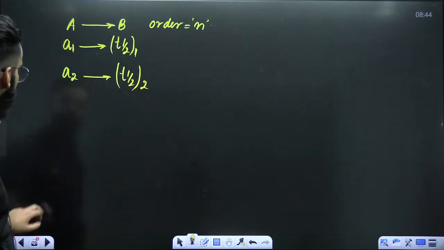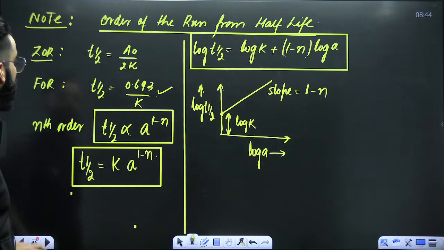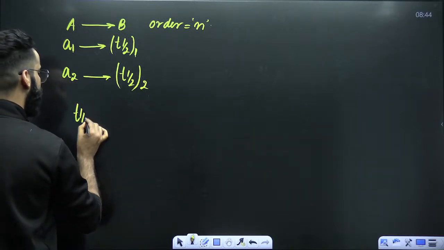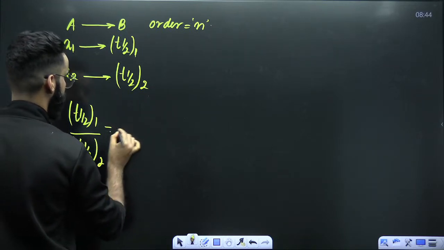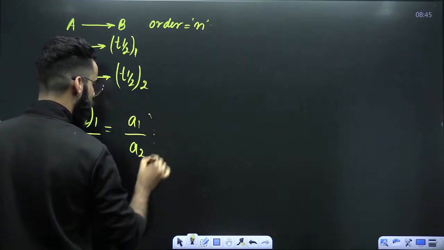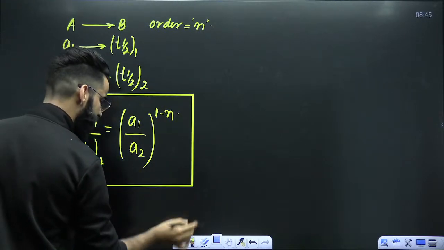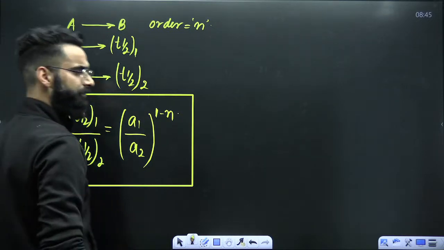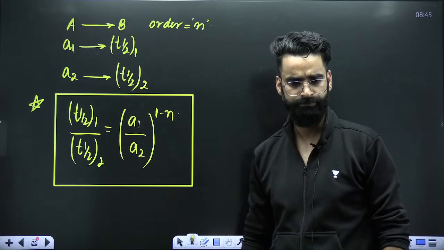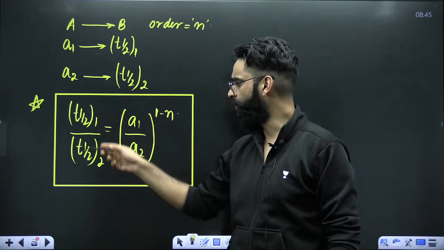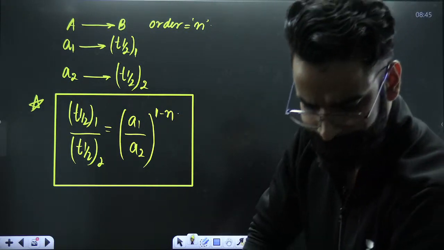Okay. Now we know T half is directly proportional to initial concentration of reactant raised to power 1 minus n. So can I say T half 1 divided by T half 2 has to be equal to A1 divided by A2, whole raised to power 1 minus n. So from this particular expression, you can also get a question, and frequently you have been getting the question in JEE Mains from this expression. Like you'll be given 2 half-lives, 2 initial concentrations, you'll have to get the value of n. That's all.